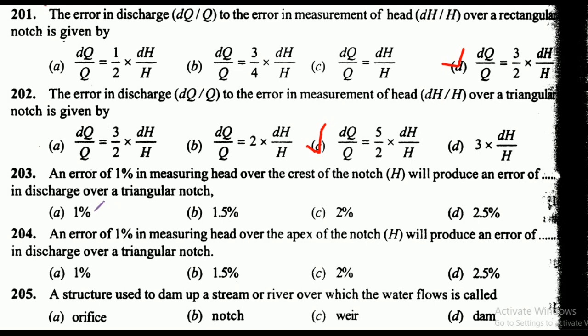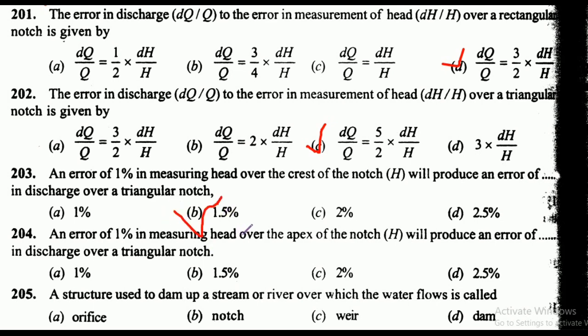Next is, an error of 1% in measuring head over the crest of the notch H will produce an error of dash in discharge over a triangular notch. Here options are 1%, 1.5%, 2%, 2.5%. So here friends, the correct answer is option B, that is 1.5%.